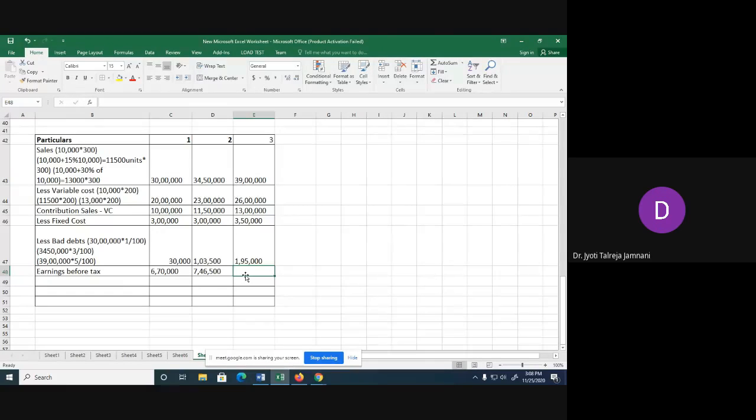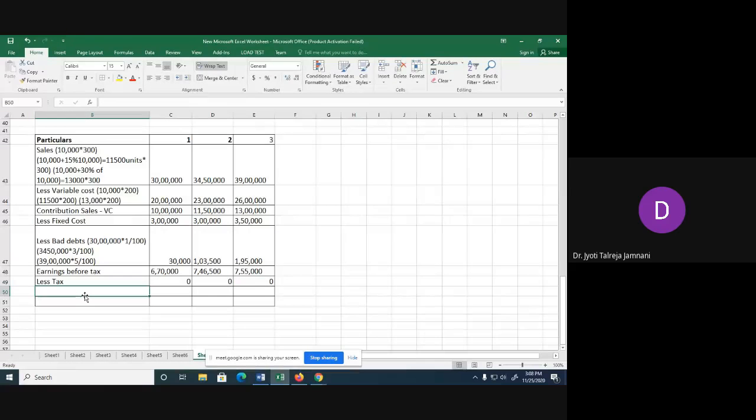13 lakh minus 3 lakh 50,000 minus 1 lakh, 7,55,000. 7 lakh 55,000. 1,50,000. So this is earning before tax. From this, we will less tax. The rate is not given, so it will be 0, 0, and 0.